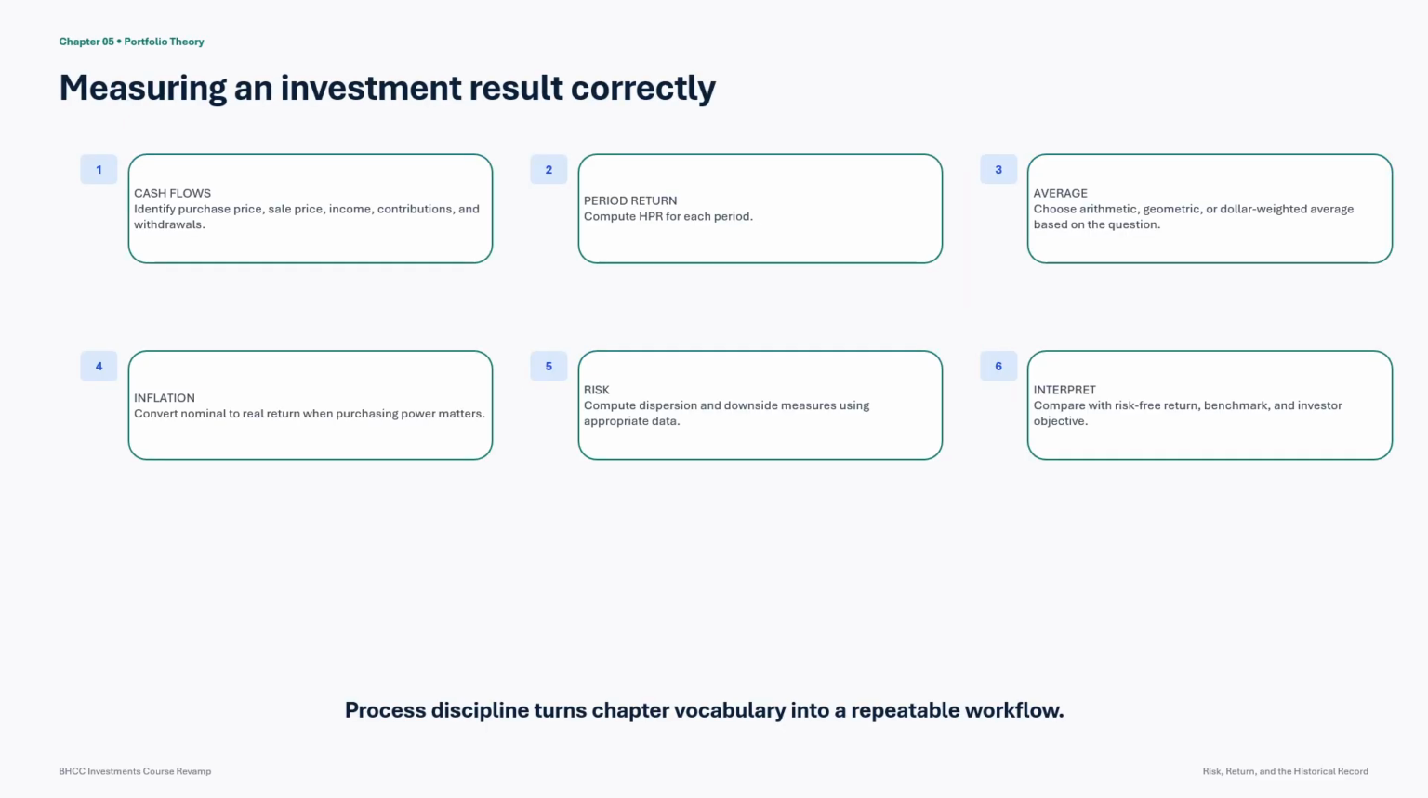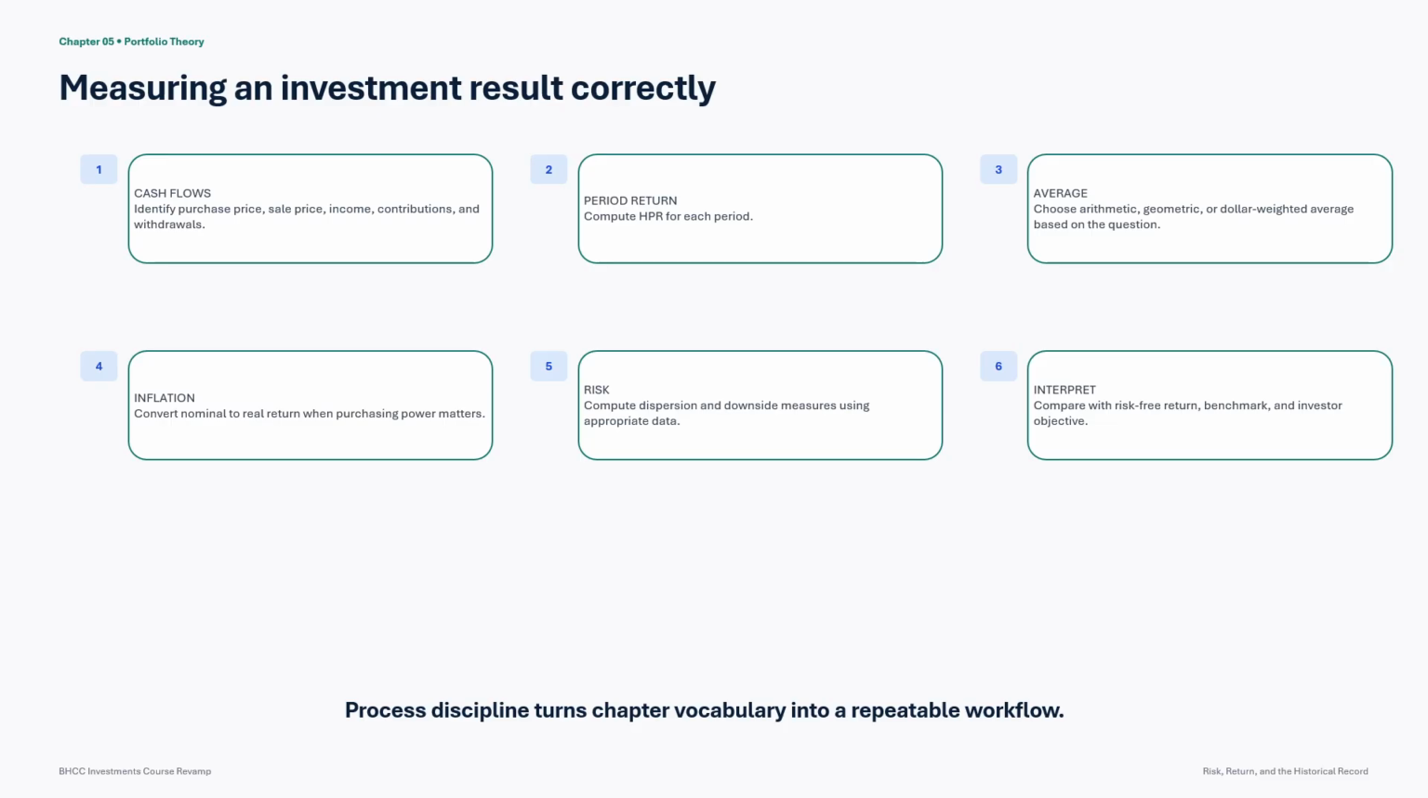A disciplined return analysis can be organized into 6 steps. Step 1 is to identify the cash flows. Record the beginning value, ending value, dividends or interest, contributions, withdrawals, and any fees that are relevant to the question. This is where many mistakes begin. A performance dashboard may be accurate, but it cannot read the analyst's mind about which cash flows should be included.